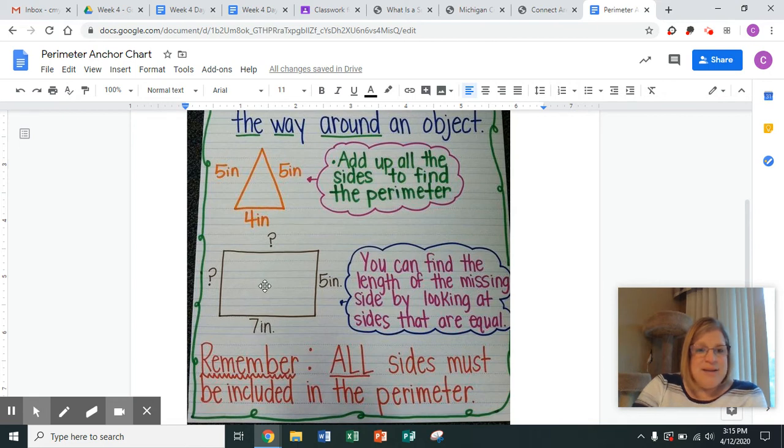Okay. I'm going to do 7 and 7, my two sides, 14. 5 and 5 across, 10. So 14 plus 10 is 24. And we'd say it's 24 inches. Okay. So remember, all sides must be included in the perimeter.